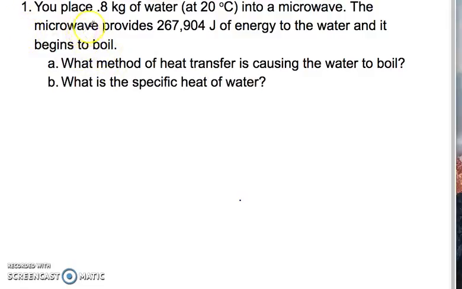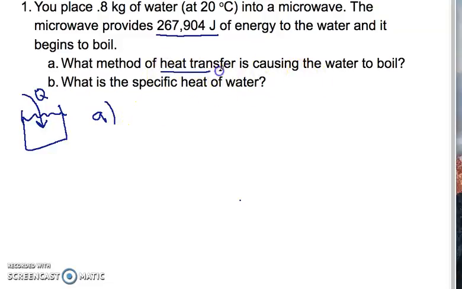So what we have here is you place 0.8 kilograms of water into a microwave. I guess it's assuming it's in a container of some kind. So 0.8 kilograms of water, 20 degrees C, into a microwave. The microwave provides a set amount of energy into the water, and it begins to boil. So two things. The first, well, I'll sketch it out actually a little bit. So we got water in a container of some kind, not clear exactly what container. So water, and then it's in a microwave, so we get some heat transfer. We call that Q.